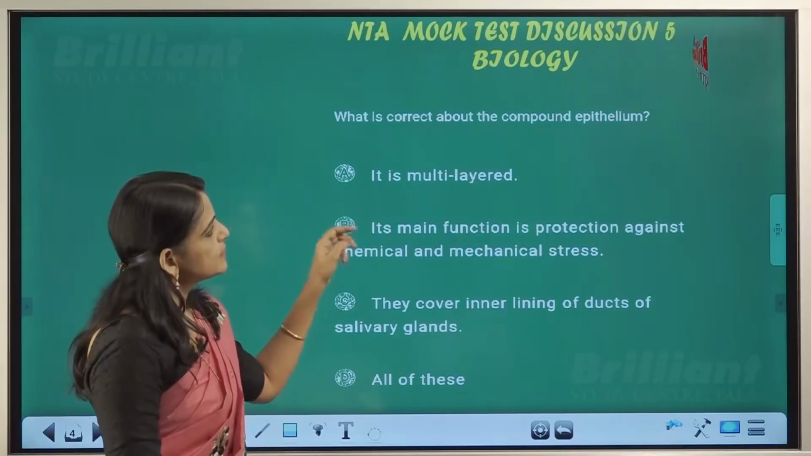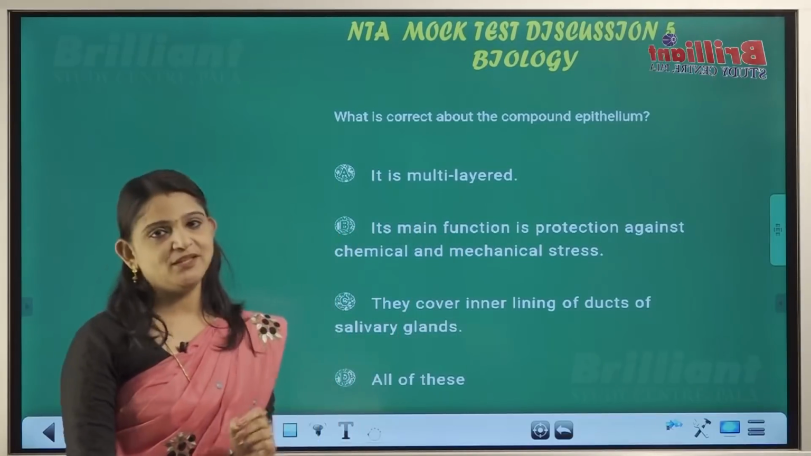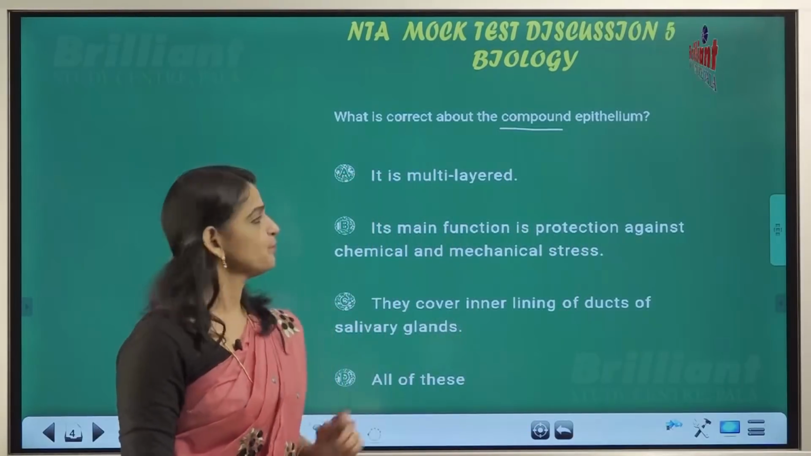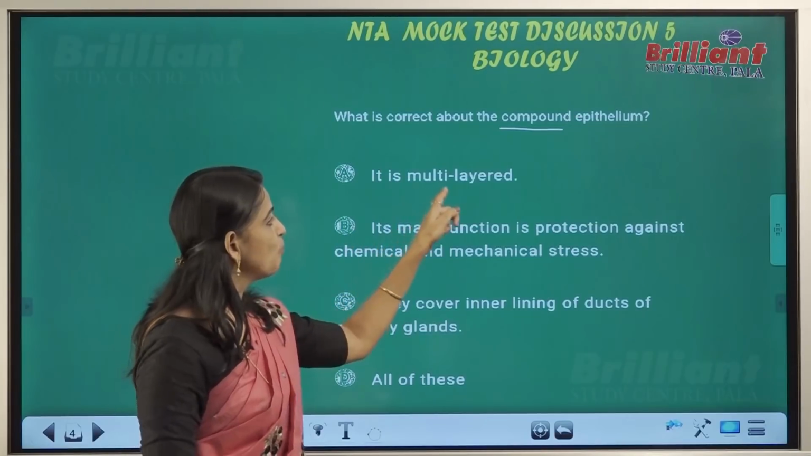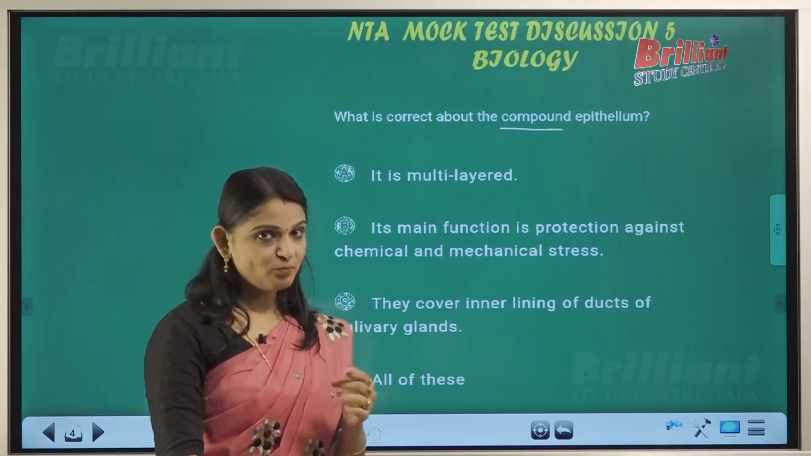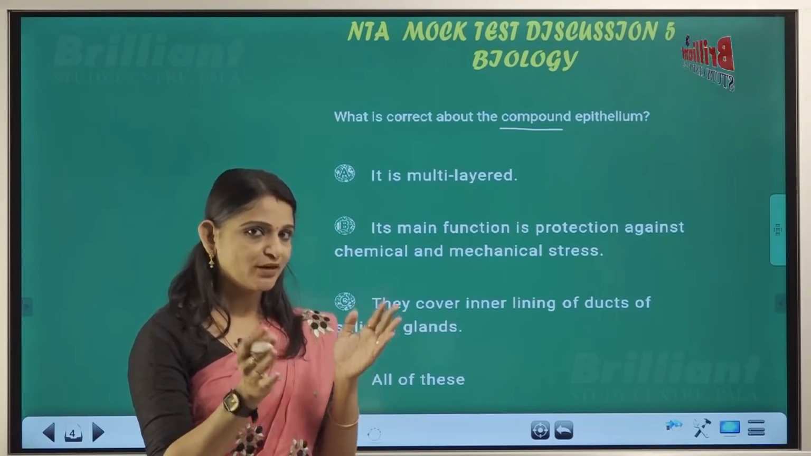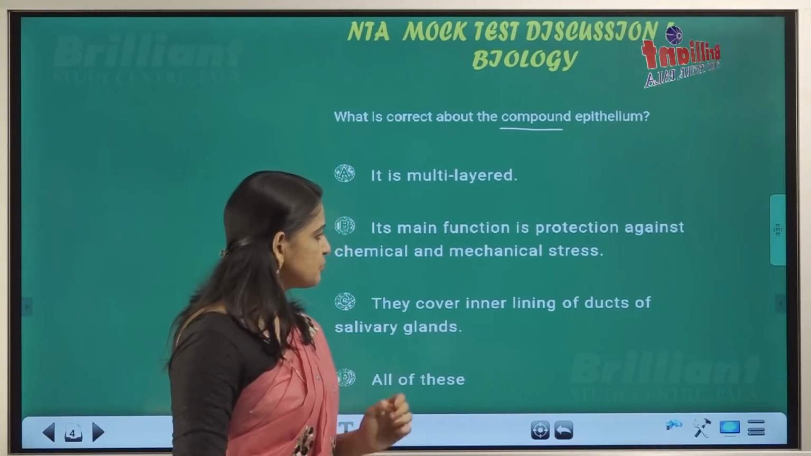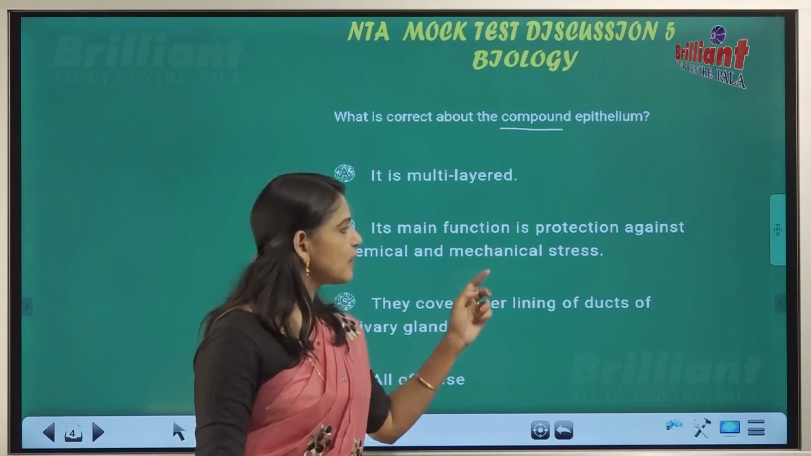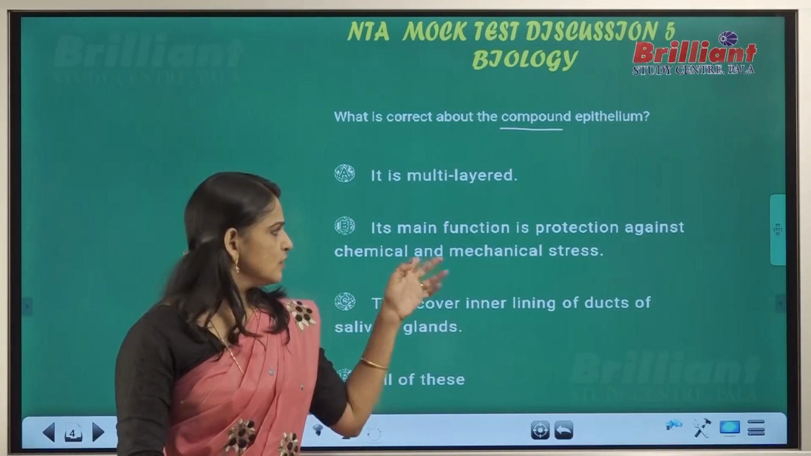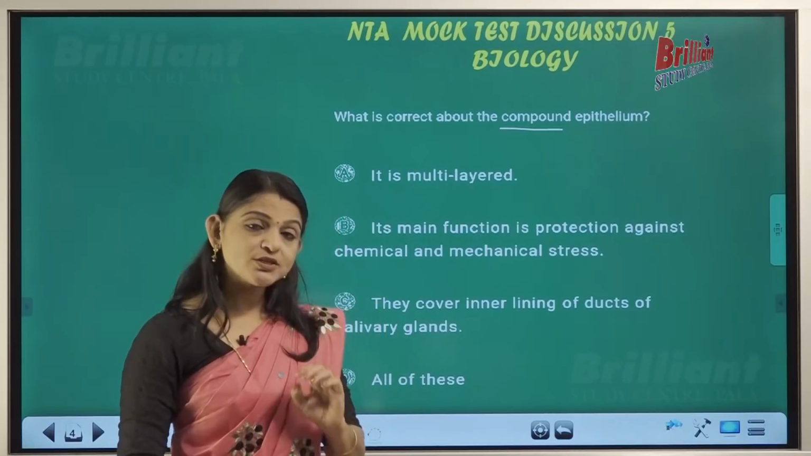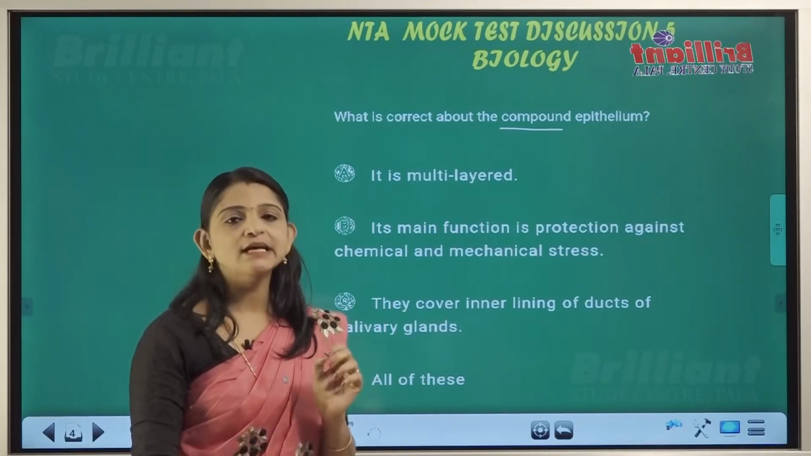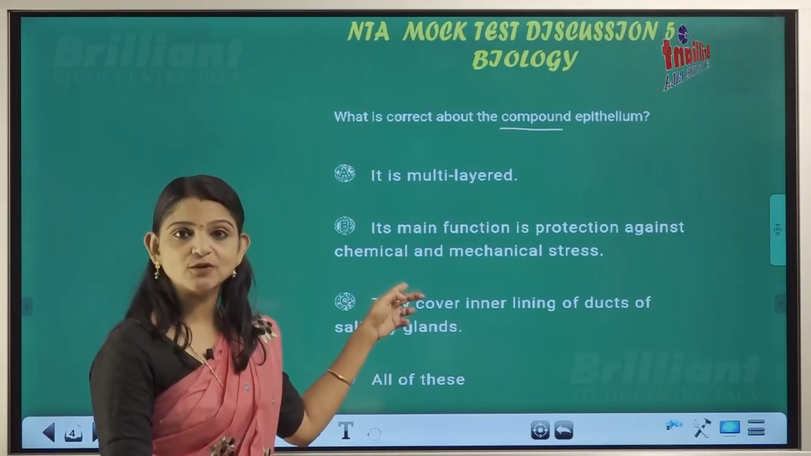Next one. What is correct about compound epithelium? From the word itself, you can understand that they are asking about compound epithelium. See, the first option, it is multi-layered. That is right. Compound epithelium is always compound in nature, that is multi-layered. That's correct. Next one, its main function is protection against chemical and mechanical stress. That's also correct. Epithelial tissue's main function is protection. As it is compound epithelium, definitely it will give you protection against stress. So this statement is also correct.